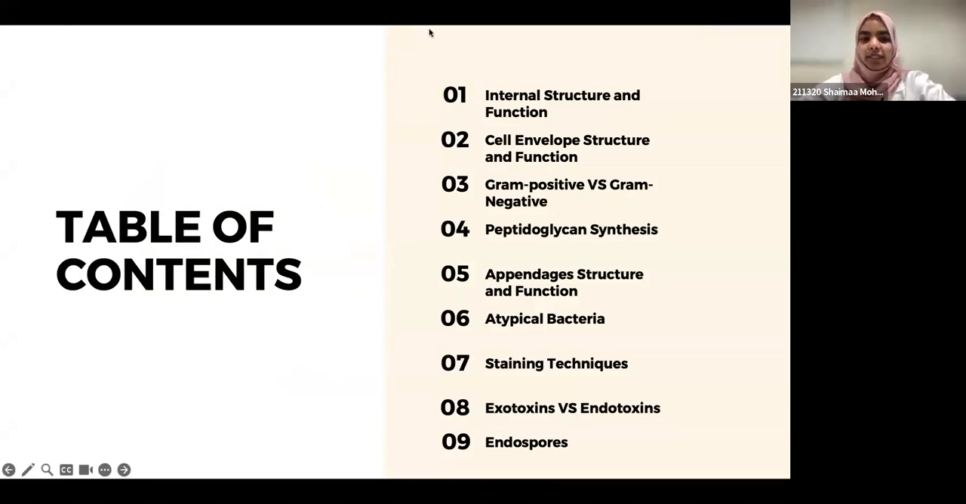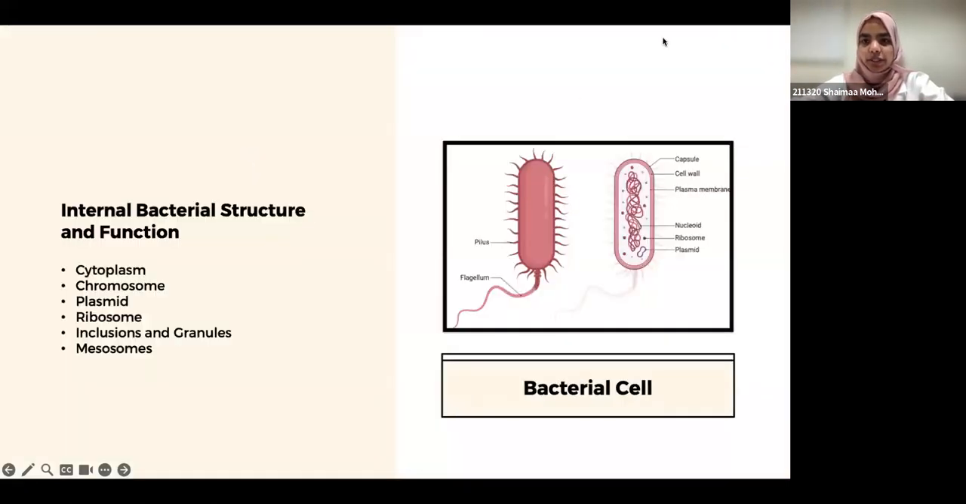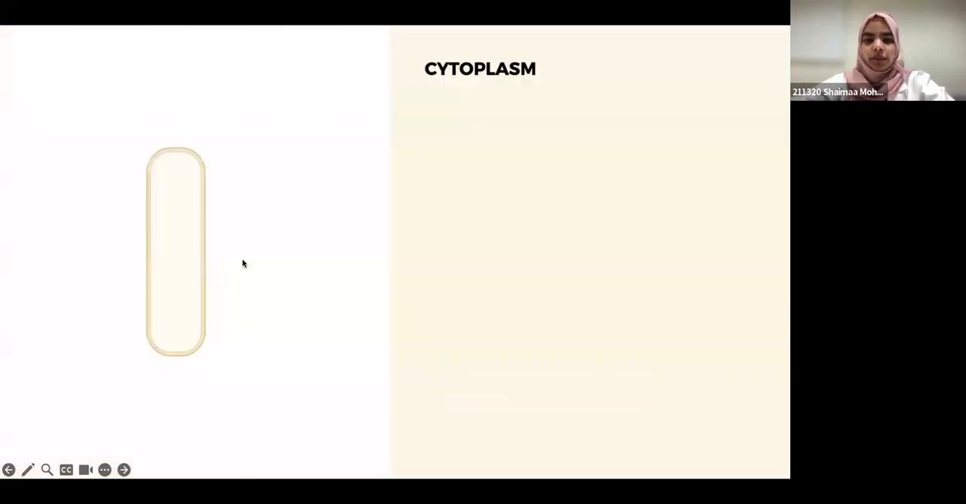So these are the things that we're going to cover today, starting with the internal bacterial structure and function. Starting with this, which is basically just the cytoplasm.